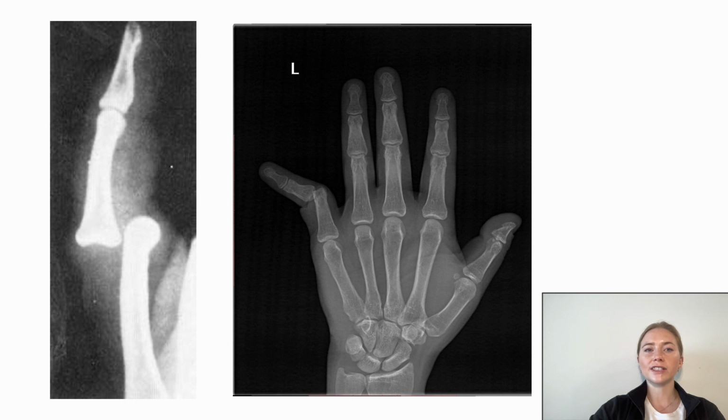The dislocation is described based on the position of the distal bone compared to the proximal bone. For example, the first image here shows a dorsal PIP dislocation with shortening because the more distal segment is dorsal, and there is overlap between the two bone segments, showing shortening. Here is another example of a D5 PIP joint dislocation, which is a lateral dislocation because it goes sideways.